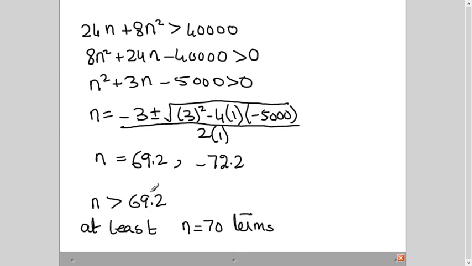Do not round it off. The concept of rounding off will not be applied here. Some people think it is 69.2, so the whole number will be 69.